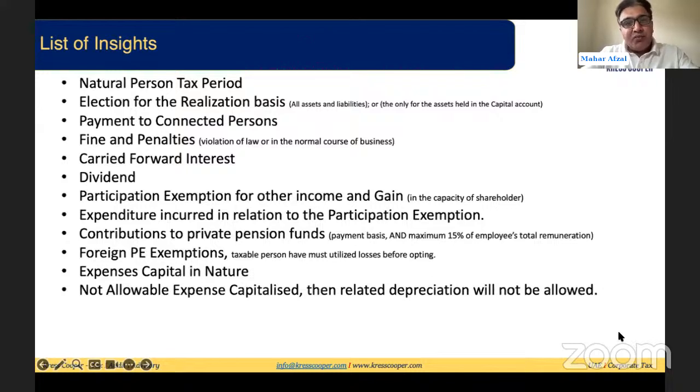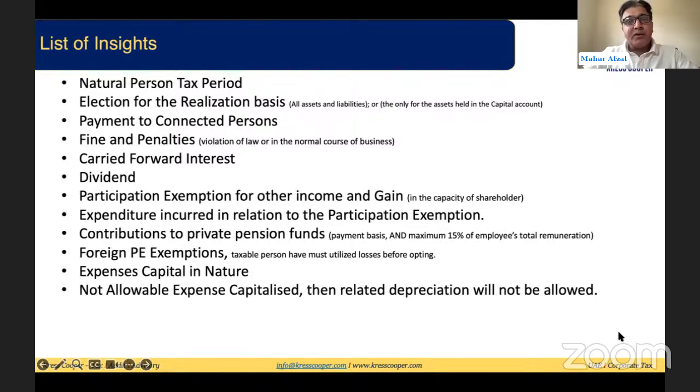Expenses capital in nature. Suppose you are buying machinery and you are claiming it in the profit and loss account as an expense while arriving at the taxable income. This will not be allowed, it will be added back. You will be able to claim only depreciation, only amortization. Otherwise, you will not be able to claim it as a straightforward expense.